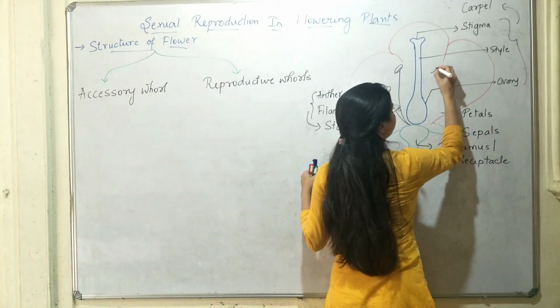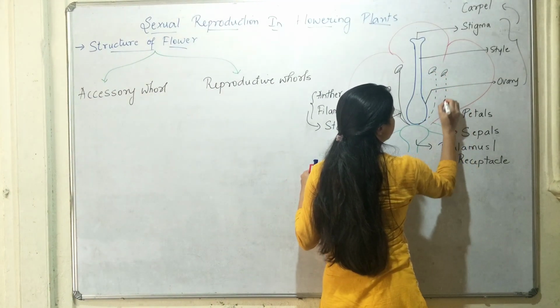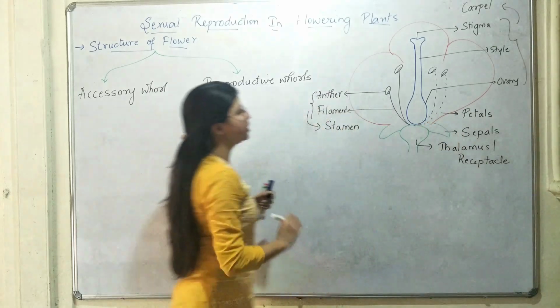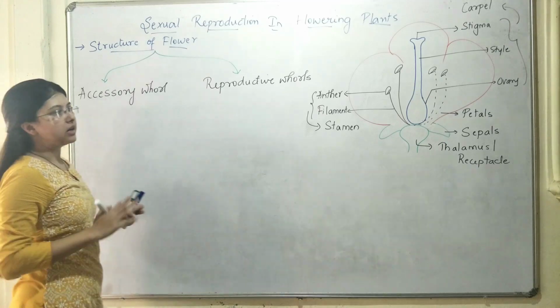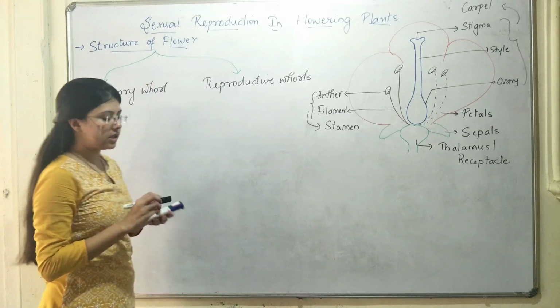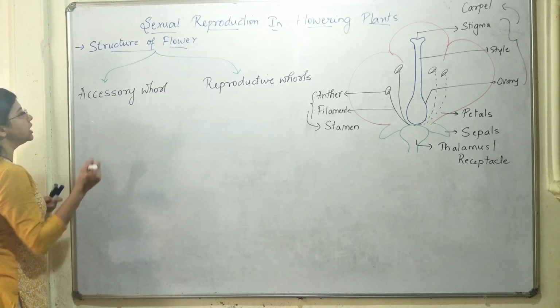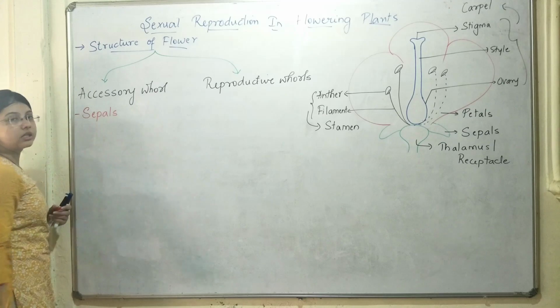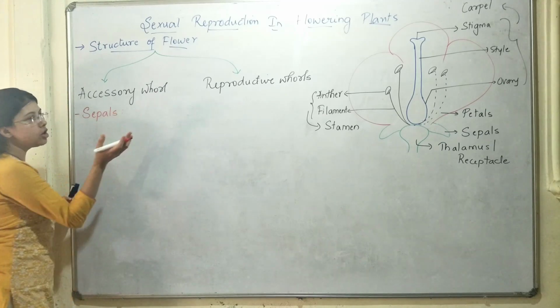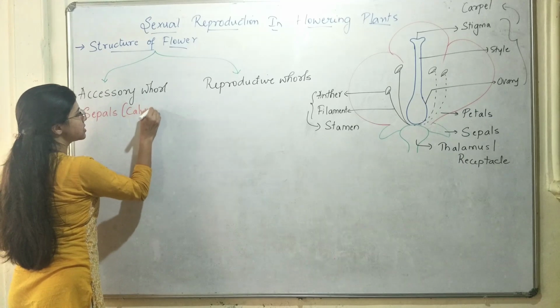See, here also, of course, there will be presence of the male reproductive part. This is just for the understanding. Okay. So now out of all these four parts, sepals, petals, carpel and stamen, sepals and petals are included in the accessory whorls. The first accessory whorl is the sepals. Together, when you're talking about all the sepals, they can be termed as calyx.